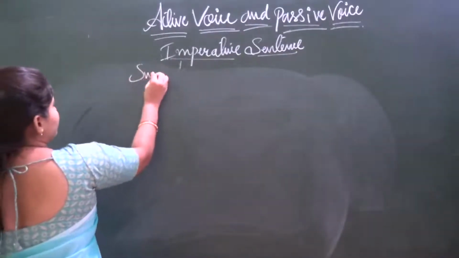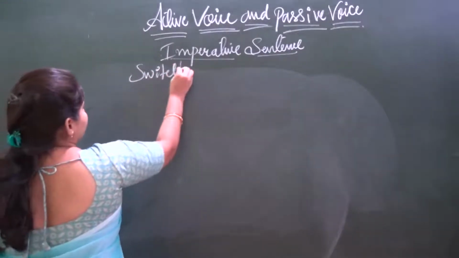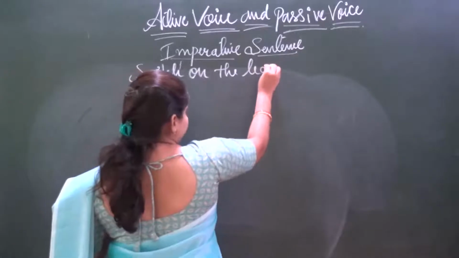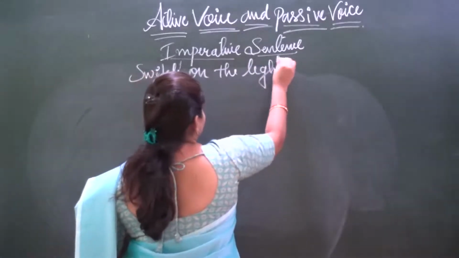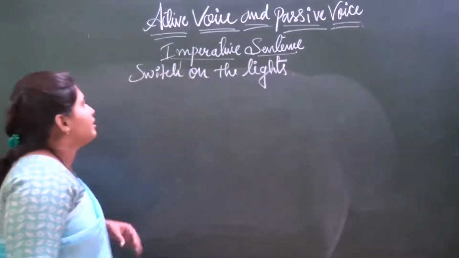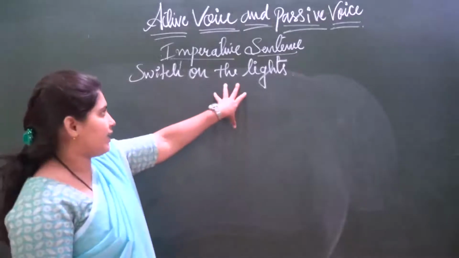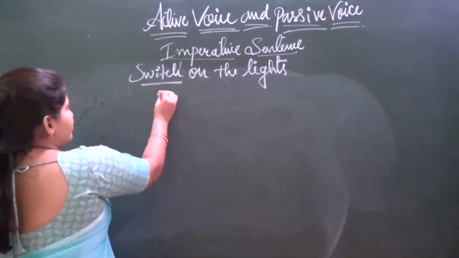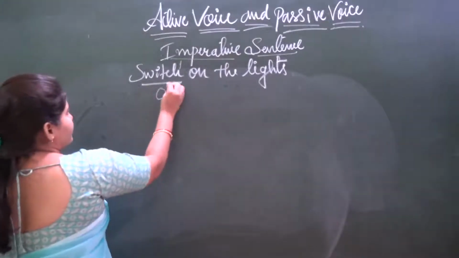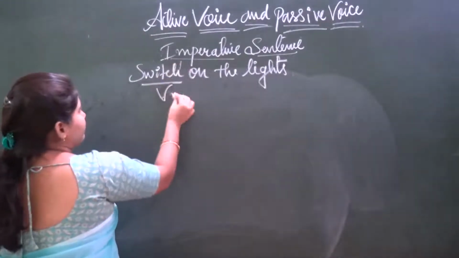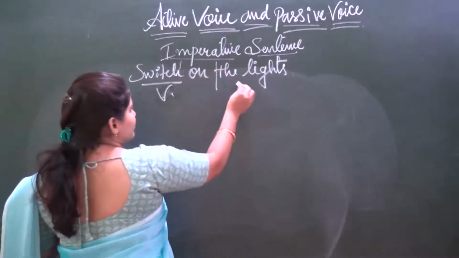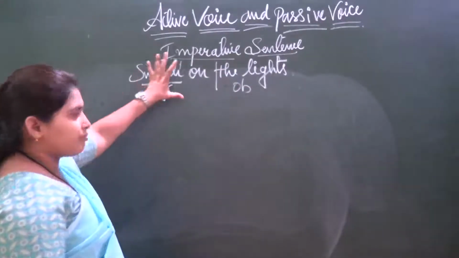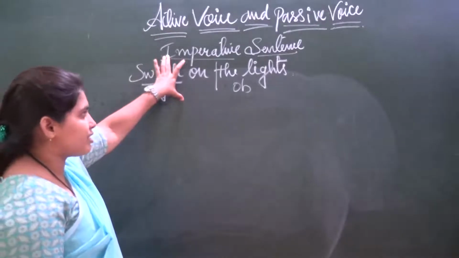Switch on the lights. Yes, switch on the lights. Here, switch is a verb and the lights is an object. Now, what is the formula of the imperative sentence?